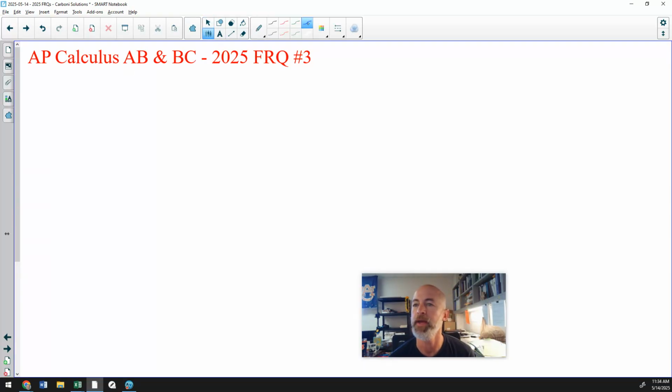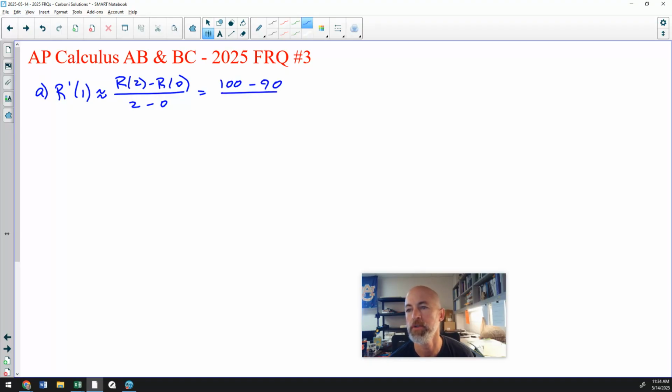So part A. This is a non-calculator question. We are approximating R prime of 1, and recently they have decided to tell you exactly how to do that, and that is by using the average rate of change from 0 to 2. So that would be R of 2 minus R of 0 over 2 minus 0, or you can jump straight to 100 minus 90 over 2 minus 0.